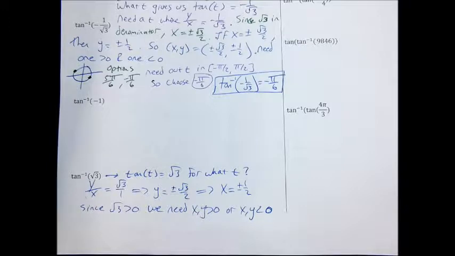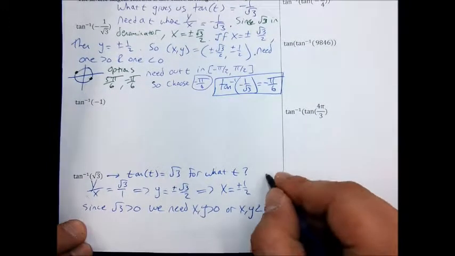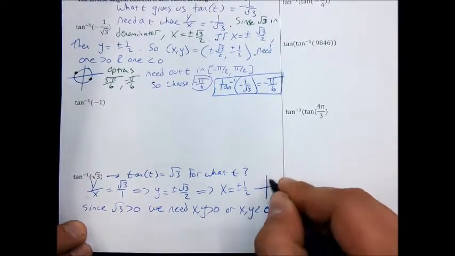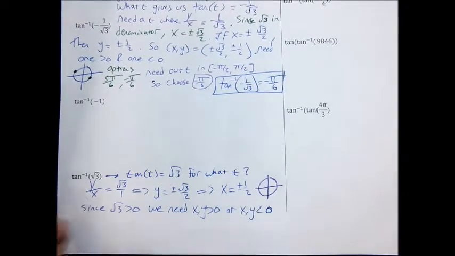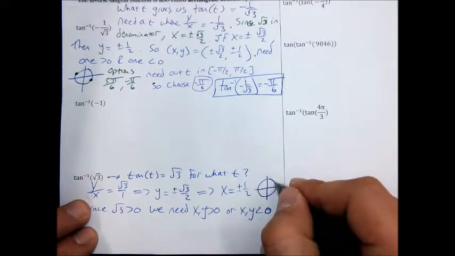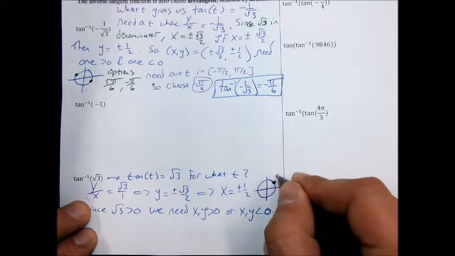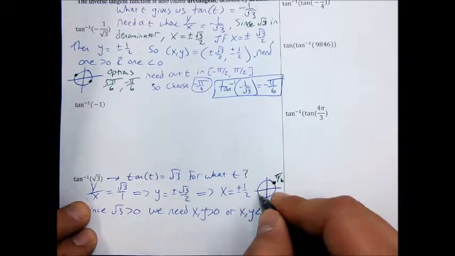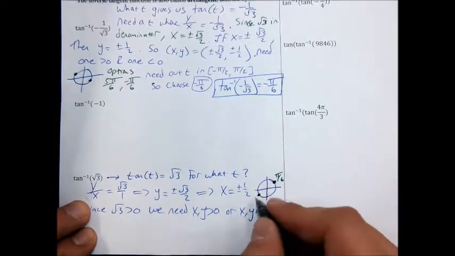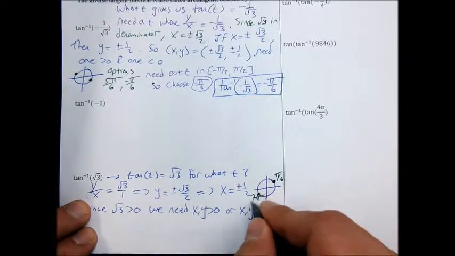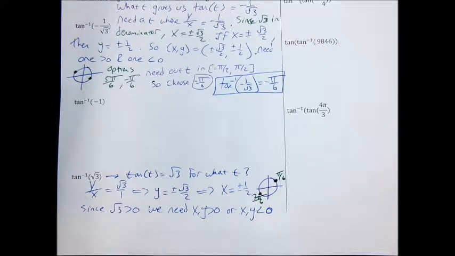So where does that happen on the unit circle? Where are both the x value and the y value positive, root 3 over 2 comma 1/2, or both negative, root 3 over 2 comma 1/2? First and third quadrant, and this is still a pi over 6. So it's going to be either right here at pi over 6, or right here at 7 pi over 6. Those are our options.